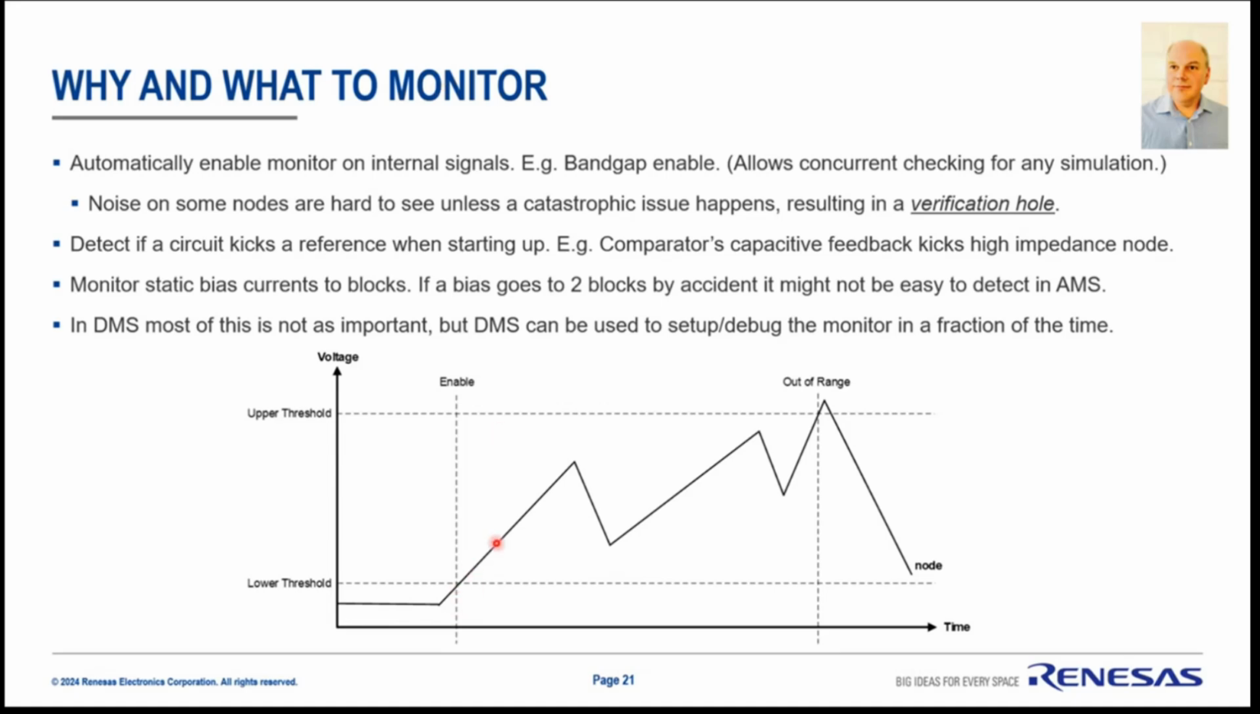Turn it on here. This is the signal you're interested in, and when it goes out of range, get it to trigger an event so that the test case can do something, or it can report it to a user, or automatically start probing extra nodes in the circuit to help aid debug.